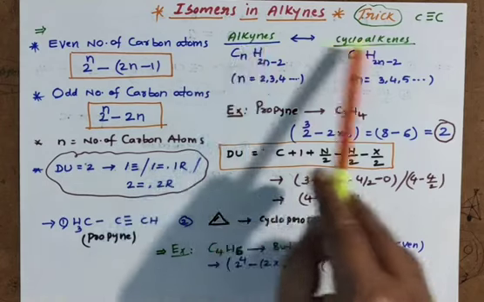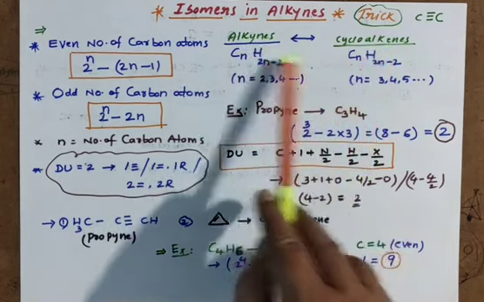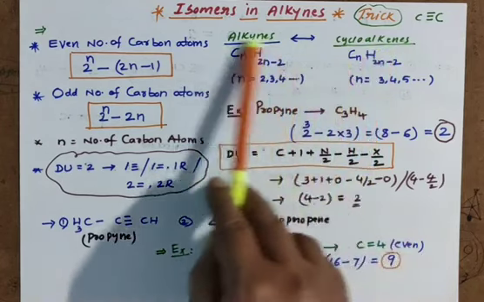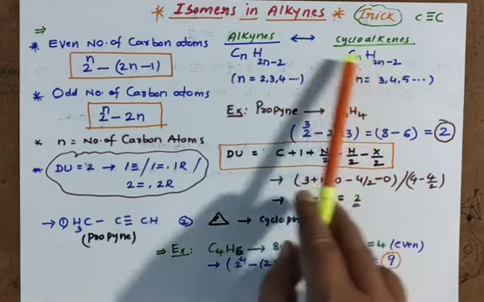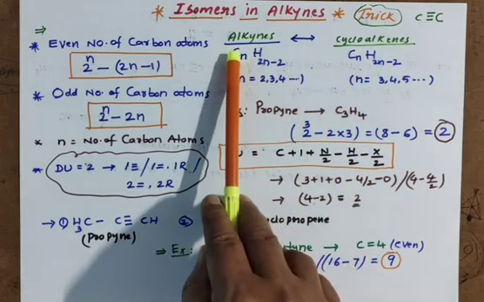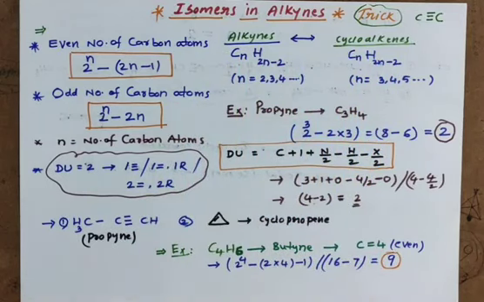And alkynes, cycloalkenes are isomers with same general molecular formula. That's why we draw cycloalkenes and alkynes as isomeric compounds.